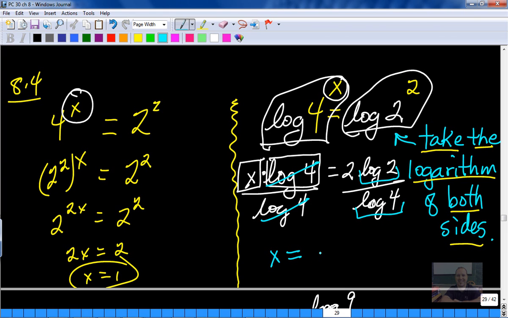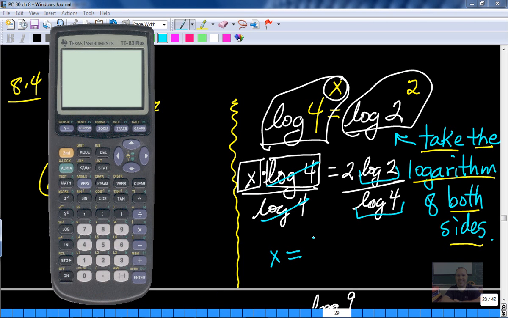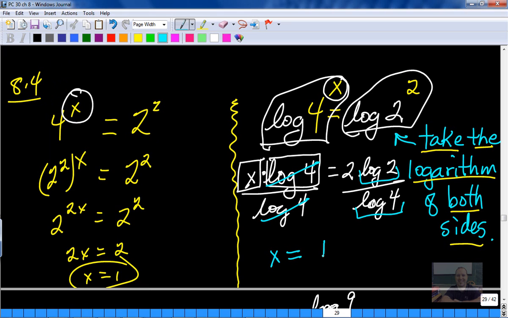Now you just get on your calculator and you would evaluate that. When you evaluate this on your calculator, 2 log 2 divided by log of 4 equals 1. And so x equals 1. Same as we got over here. Which makes sense, right? 4 to the power of 1 equals 2 squared. So that's a very simple example that we've used the 2 ways: like bases on either side, and now using logarithms.